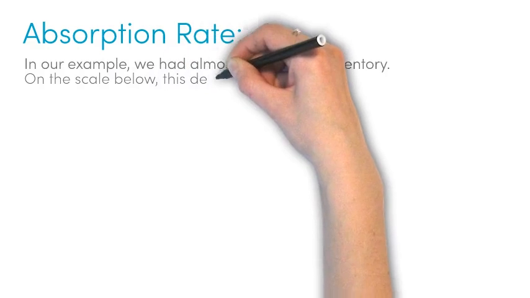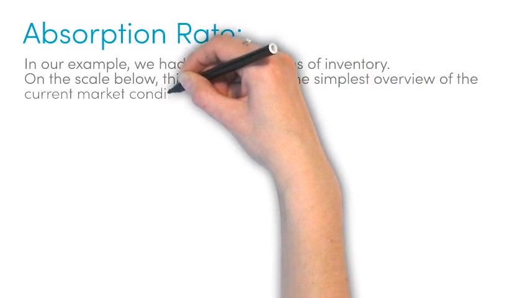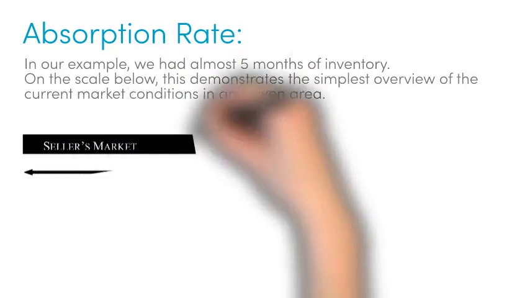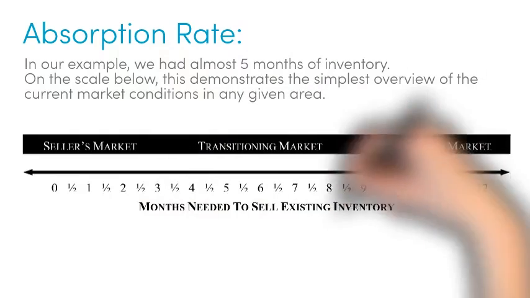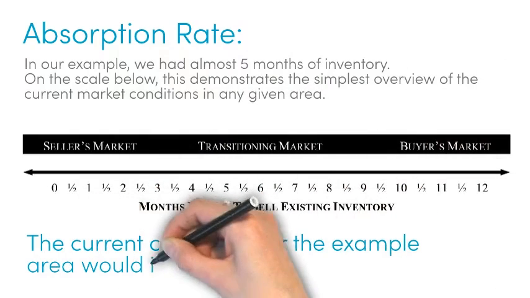On the scale below, this demonstrates the simplest overview of the current market conditions in any given area. The current conditions for the example area would indicate a balanced or transitioning market.